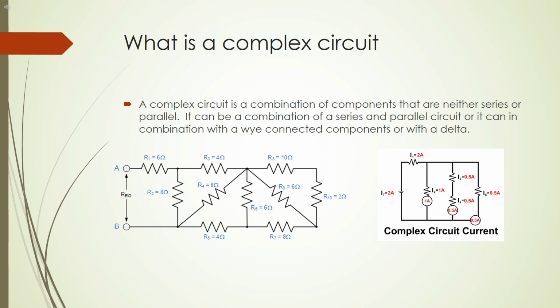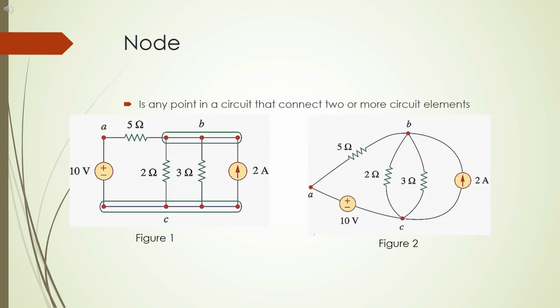But before we proceed, let us first define what is a node and what is a loop. A node is any point in a circuit that connects two or more circuit elements. In the figures, points A, B and C are nodes. In circuit analysis, nodes can be used to simplify a circuit. Referring to figure 2, to simplify the circuit, nodes B and C were shown as a single node. This method of simplifying circuits by combining similar nodes is called nodal analysis.